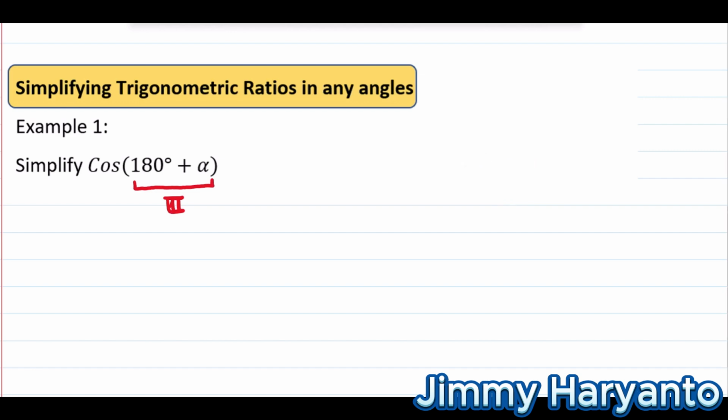Okay, so later we will have to determine the sign of the cos in the third quadrant, which is negative value, and then as usual we can ignore the benchmark, and then the result will be negative cos alpha. Okay, so cos 180 degree plus alpha will be equal to negative cos alpha. There you go.